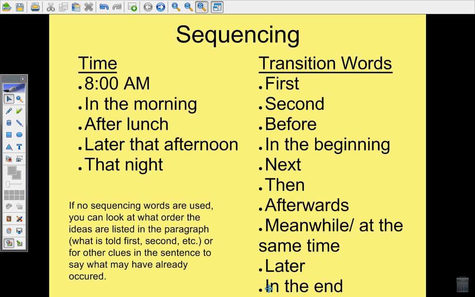Now, if there are no sequencing words at all, no times given, no transition words, you can also look at the ideas in the paragraph, and often authors will sequence them already for you. So if something comes first in the paragraph, it probably came first in sequence. If it's at the end of the paragraph, it probably happened last. You can also look for clues in the sentence, which might give you ideas about what's already happened, and that can help you to put things in order as well.